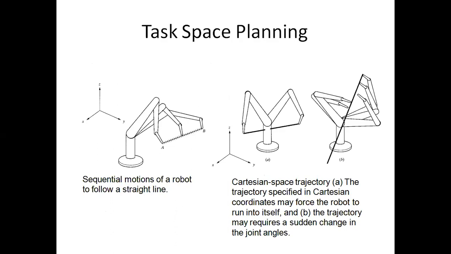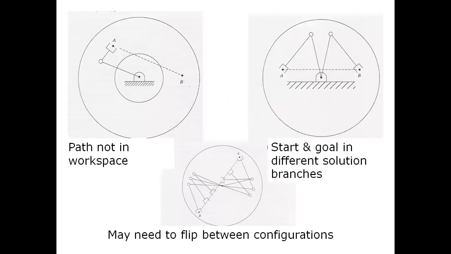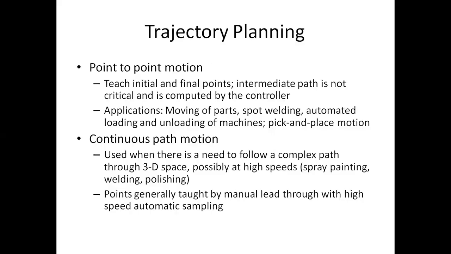Task-based planning means sequential motions of a robot to follow a straight line Cartesian space trajectory, with the trajectory specified in Cartesian coordinates which forces the robot to run by itself. That is, the trajectory may require sudden change in the joint angles. So the path is not in the workspace. We'll have a start and goal in different solutions and branches, so we have to flip between the configurations.